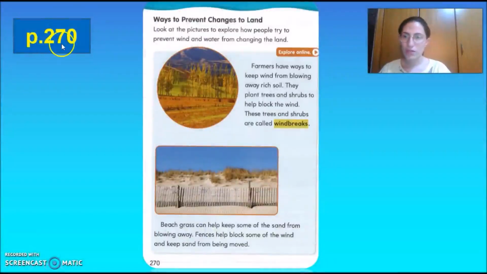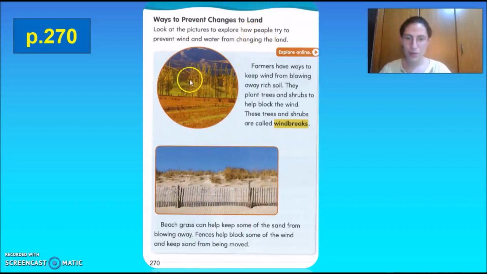We start with page 270, ways to prevent changes to land. Look at the pictures to explore how people try to prevent wind and water from changing the land. So in this section, we're going to discover the different ways that people came up with to prevent. When we say prevent, it means to stop the wind and the water from changing the land.